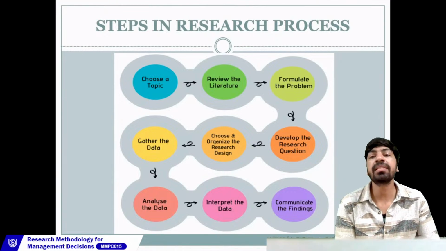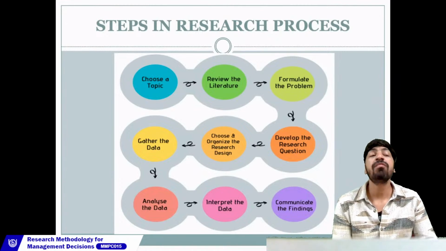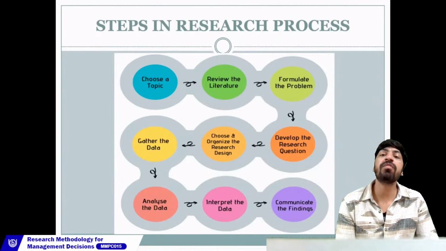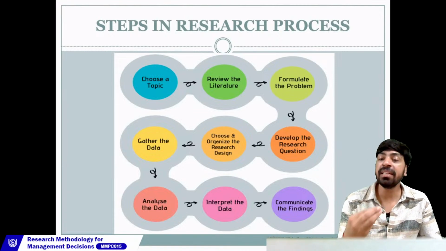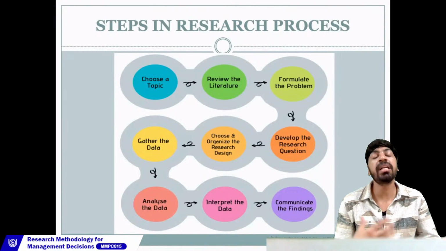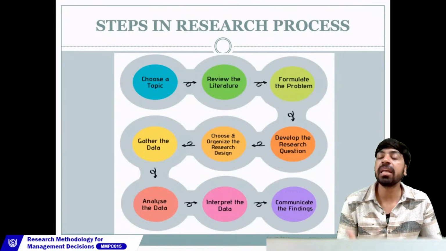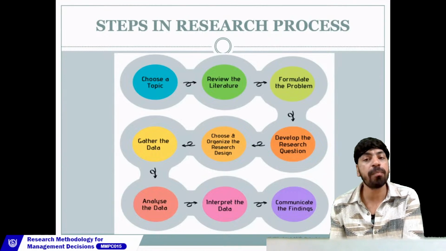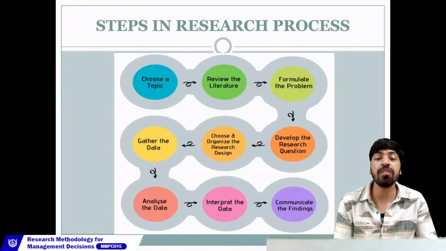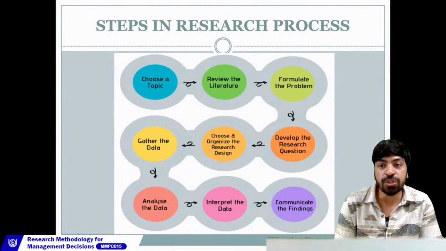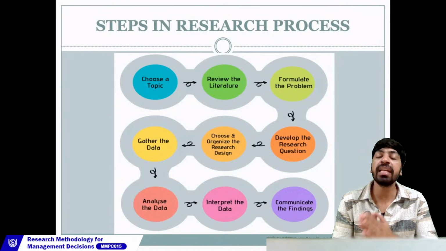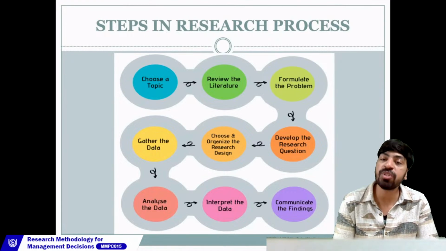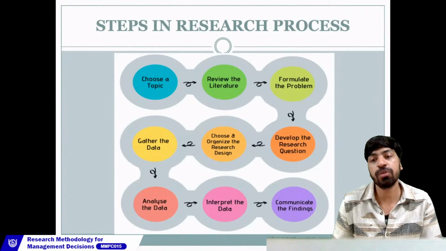Let's follow up the next step, that is formulate the problem. Formulating an issue is one of the most important steps of the research process because it is a step where a researcher builds a particular set of research objectives, or we can say a set of research questions. So it is very important to find out the issues in your research topic, and accordingly you can formulate your research objectives as well as the research questions.